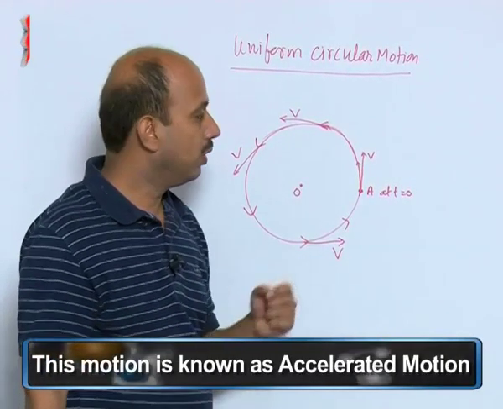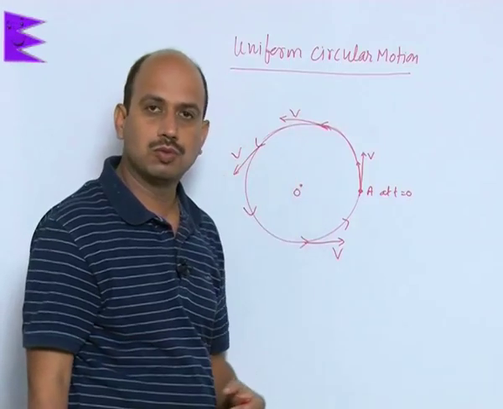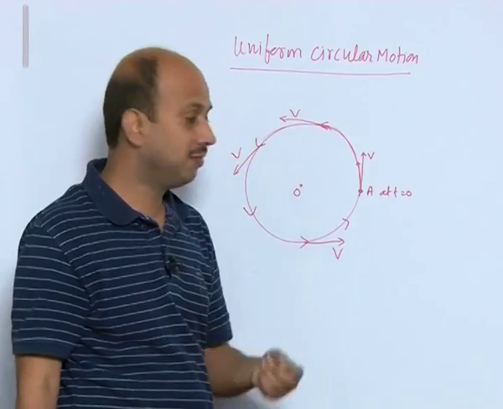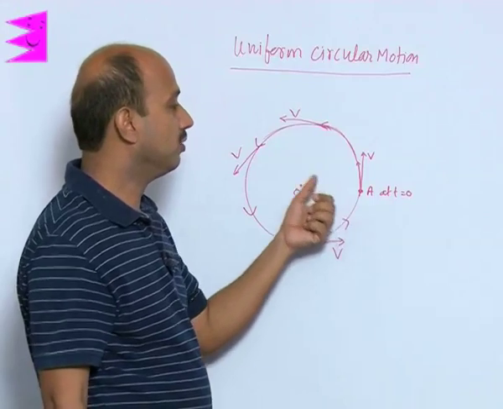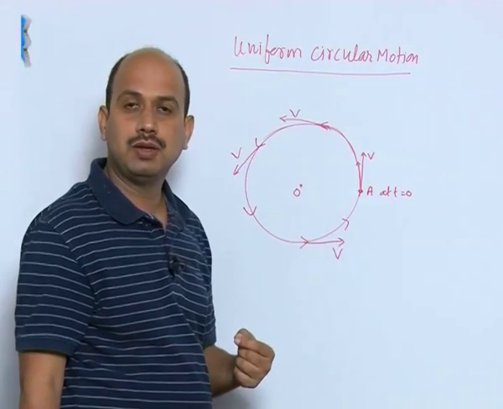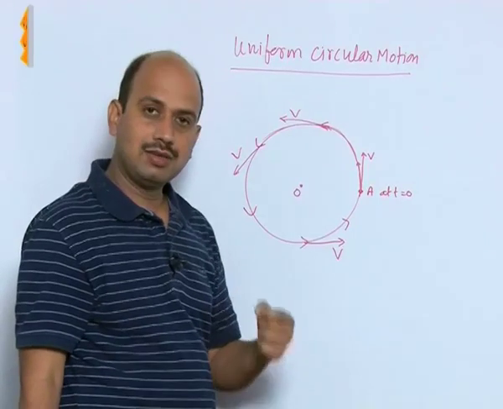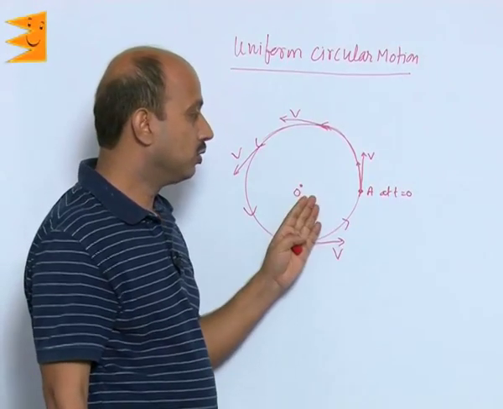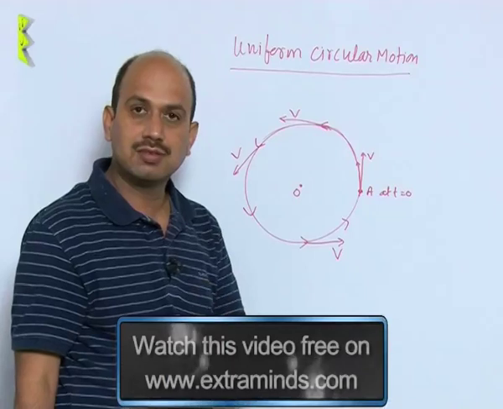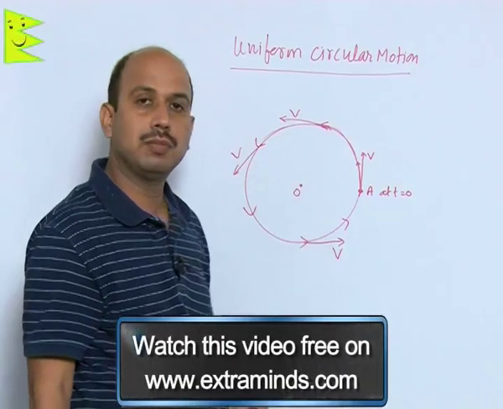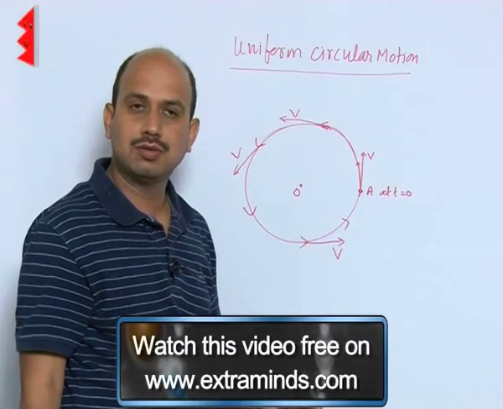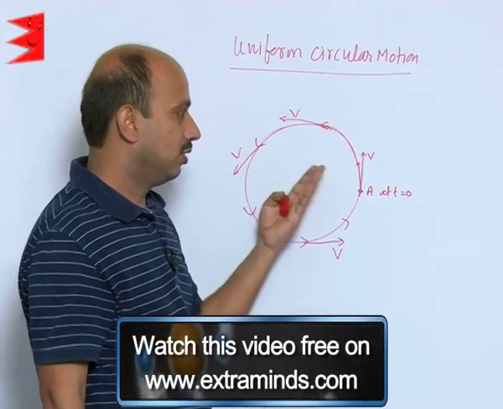So, see here the definition of uniform circular motion. Let me repeat the definition. When the body moves in a circular path with a constant speed, the motion is said to be uniform circular motion. Another question: is this motion said to be accelerated? Yes. This motion is accelerated because a change in direction takes place, and as a result velocity also changes.